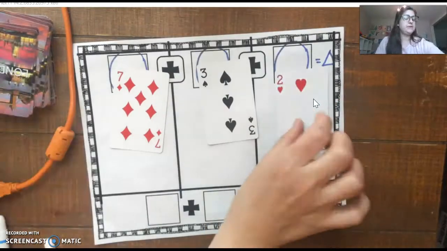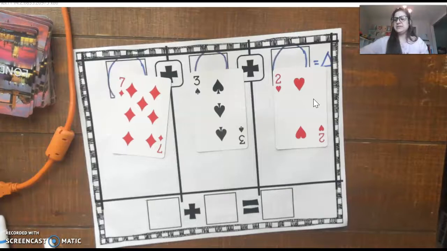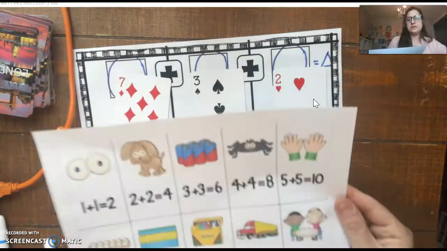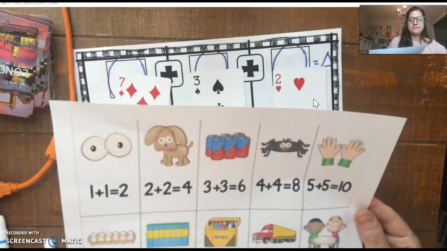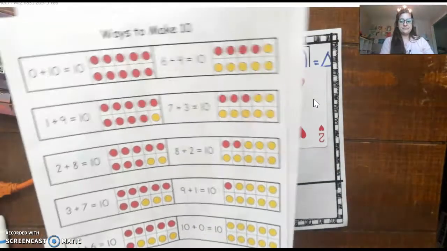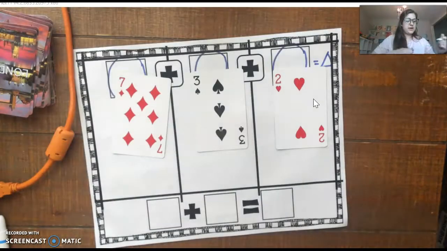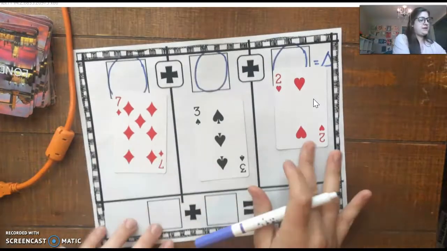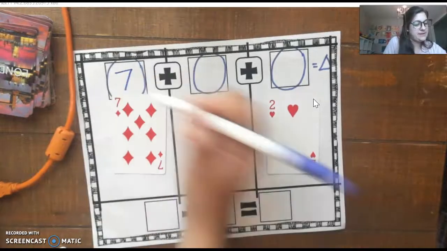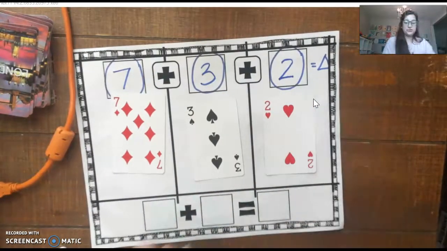Okay, look at my numbers: 7, 3, and 2. Do you see a doubles or a friend of 10? Let's see. Do we have a doubles in there? Nope, not 2 of the same numbers. Do we have a friend of 10? We sure do. So let's write my 3 addends: 7 plus 3 plus 2.